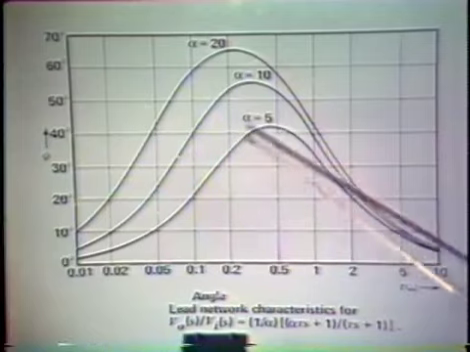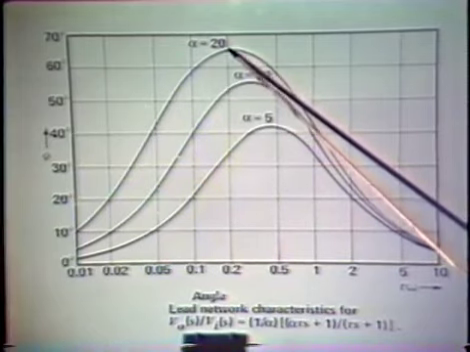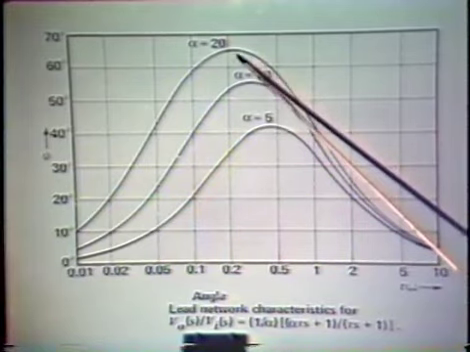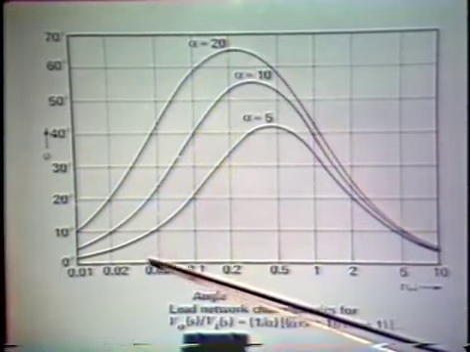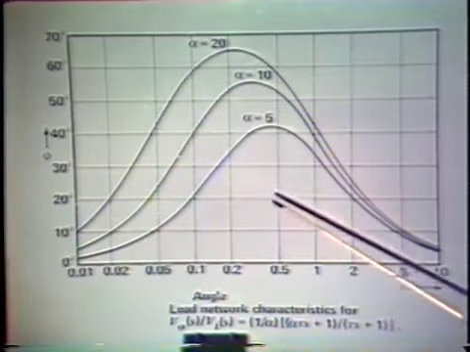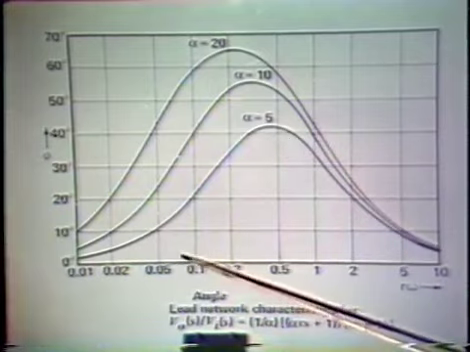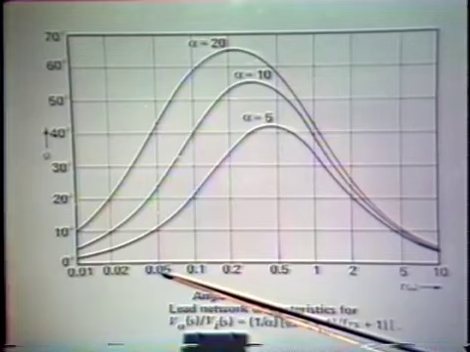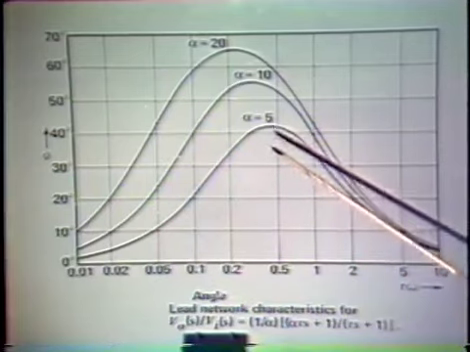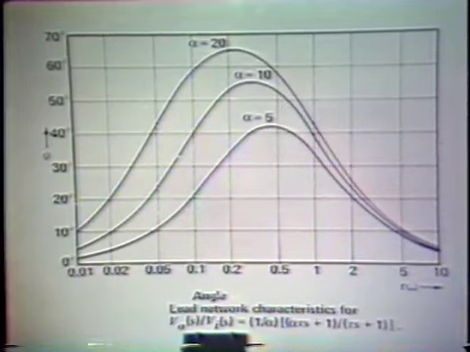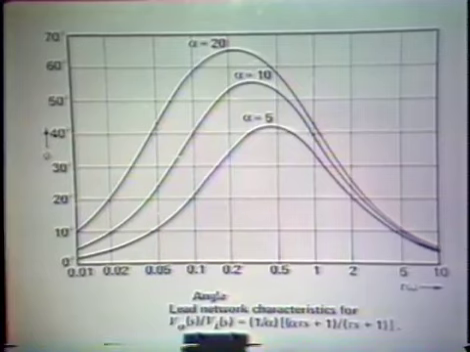Similarly, for alpha equals 10, alpha equals 20, we get up to something like 65 degrees of maximum phase shift, again occurring at the geometric mean of the 0 and the pole in the case of alpha equals 20. Here's the 0 location for alpha equals 20 at 0.05 on our frequency scale. Again, here's the pole location. The maximum positive phase shift from our lead network occurs at the geometric mean of those two frequencies.